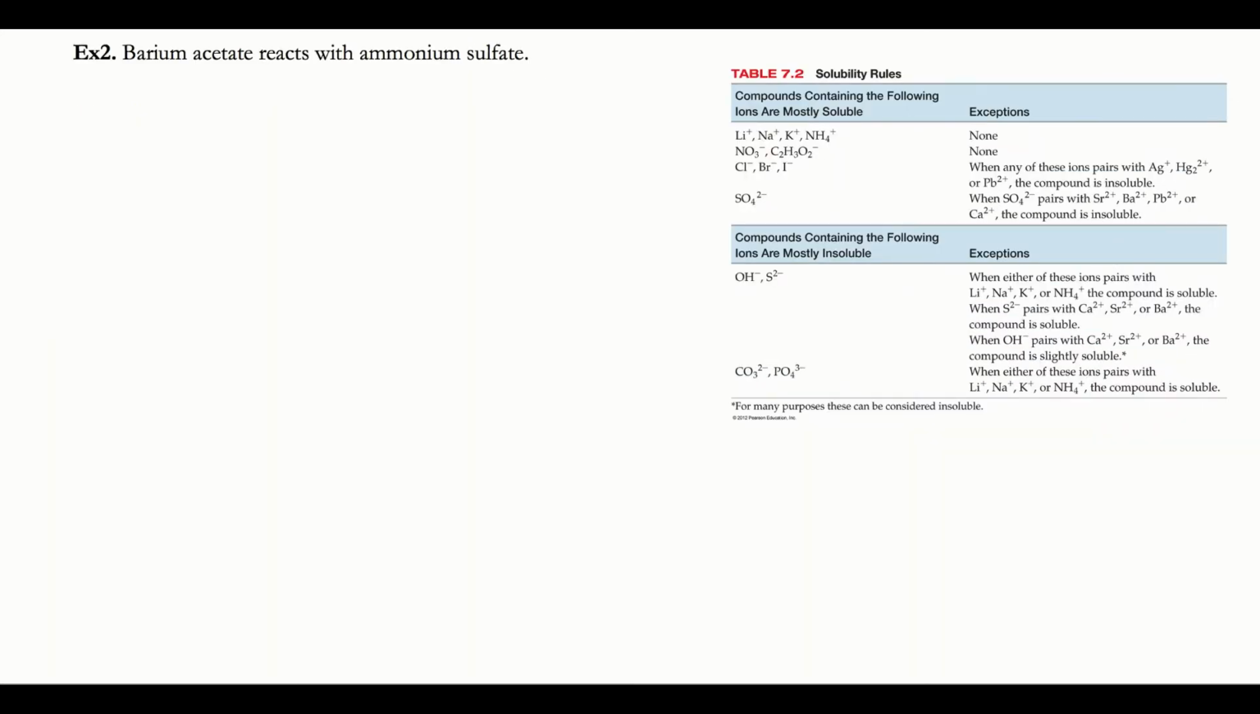All right, for the next question, it tells me barium acetate reacts with ammonium sulfate. Okay, so let's write this out. Barium has a 2+ charge. Acetate is C2H3O2-. Okay, so when I cross my charges, what I get is barium, C2H3O2, and then a subscript 2 because I crossed my charges. Okay, so that's my first reactant.